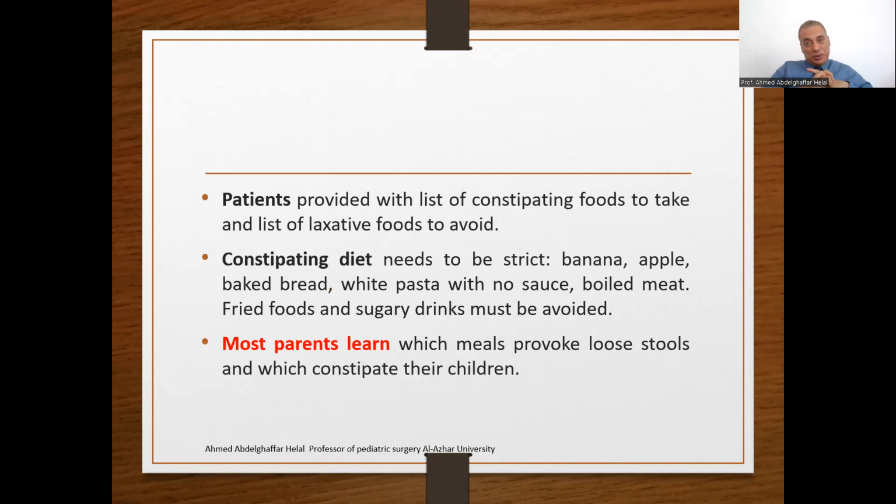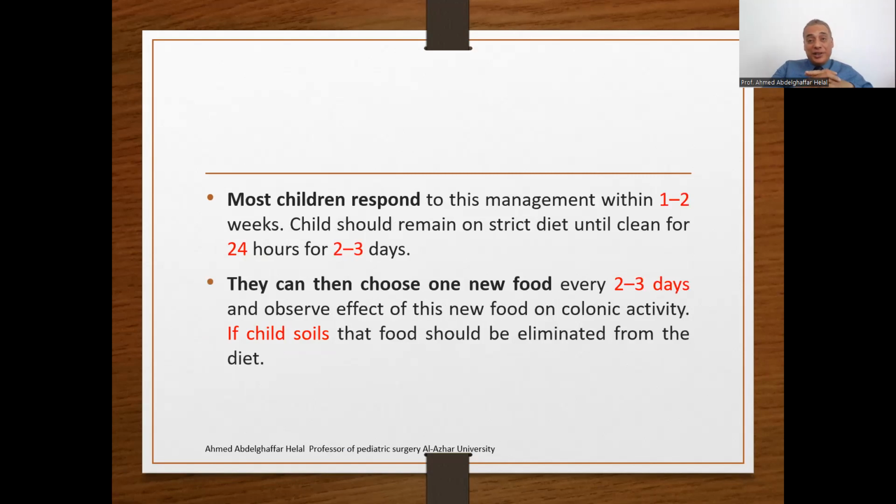So it is very important to give the children this table or list with the constipating diet and the loosening diet. Most children respond to this management within 1 to 2 weeks. The child remains on the strict diet until clean for 24 hours, for 2 to 3 days.